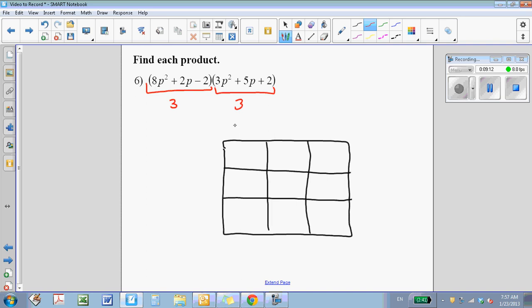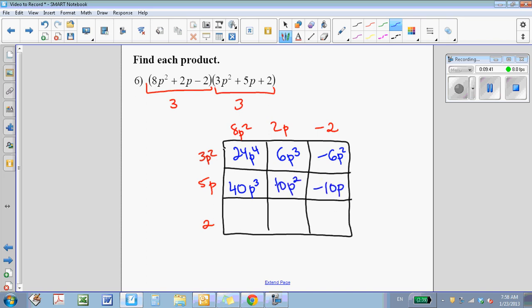So we have 8p squared, 2p, minus 2, and 3p squared, 5p, plus 2. Okay, we're going to carefully go through and multiply everything out. 6p to the third, negative 6p squared. 5 times 8 is 40, p to the third, 10p squared, negative 10p, 16p squared, 4p, minus 4.